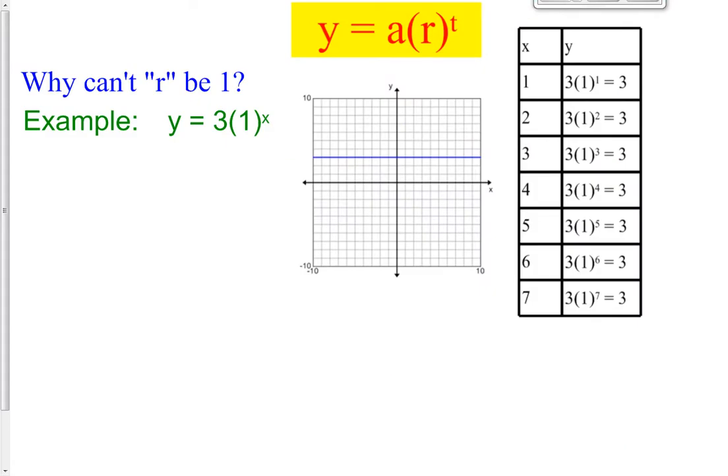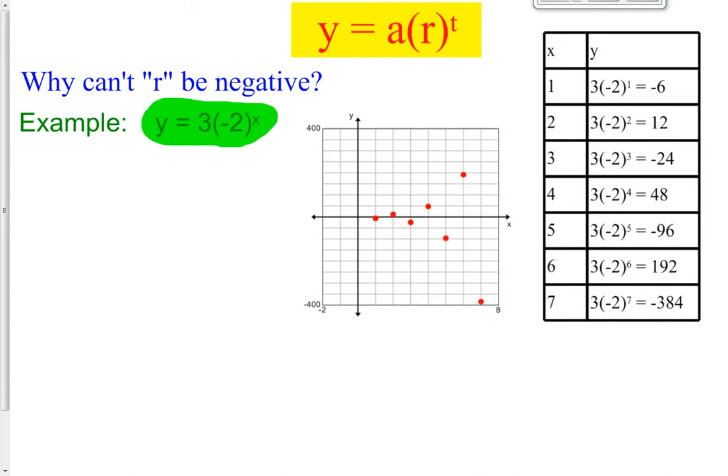Now our base has to be in between 0 and 1 to show exponential decay, or greater than 1 to show exponential growth. R cannot be exactly 1, and the reason for that is this little problem right here. Notice how every result gets you 3. So this isn't an exponential function, this is linear. And exponential growth and decay problems need to show, obviously, growth or decay, not a constant function. So that's why r cannot be 1.